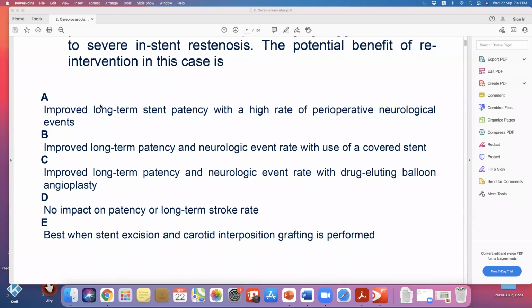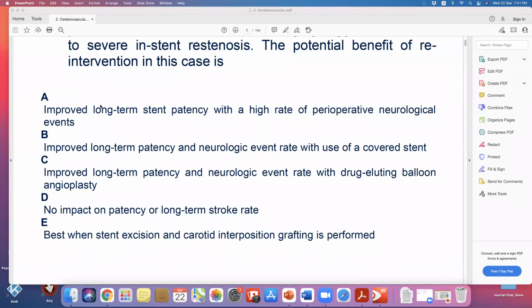Maybe best when stent excision and carotid interposition grafting is performed. This is a very extensive procedure for this patient, who was asymptomatic, and to start with, he underwent stenting. That means he's not fit for surgery. Right. So I will choose D.